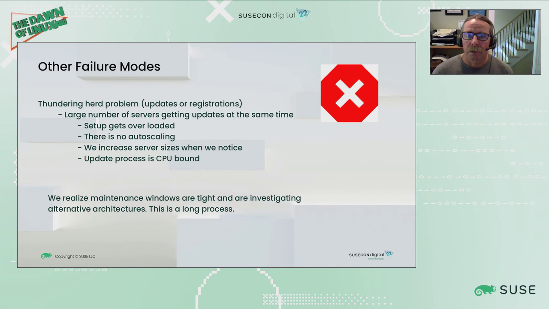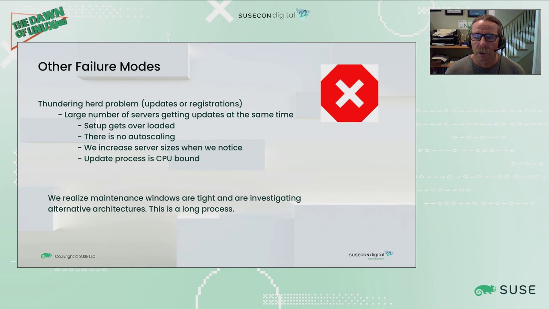Then there are other failure modes. This mostly happens on update, rarely during registration. We have a thundering herd problem. All update servers are shared with everybody in a given region. So, if you have a large number of servers that are all trying to get updates at the same time, you may have to deal with network timeouts. So you have to do retries. There is currently no auto-scaling in the update infrastructure design.